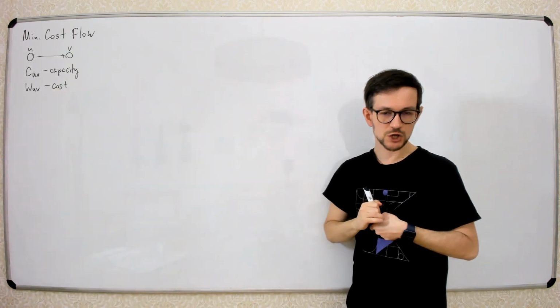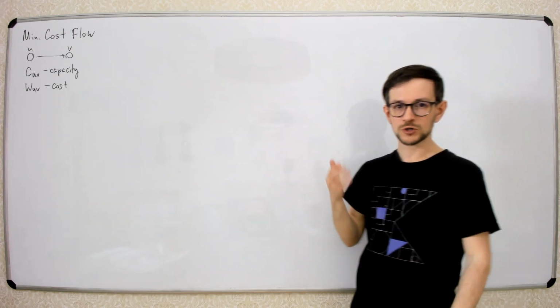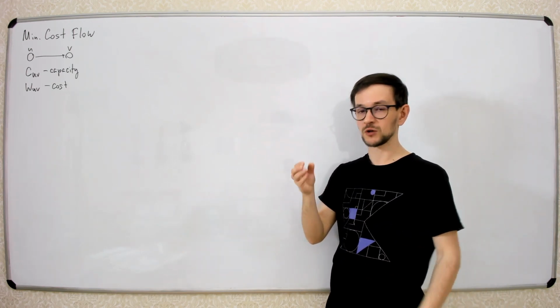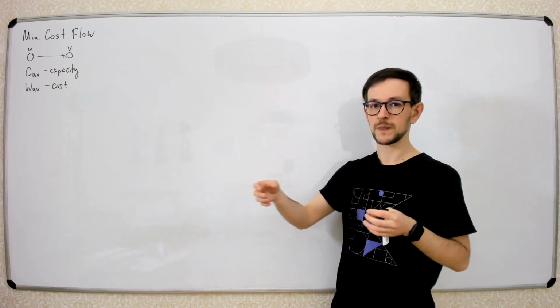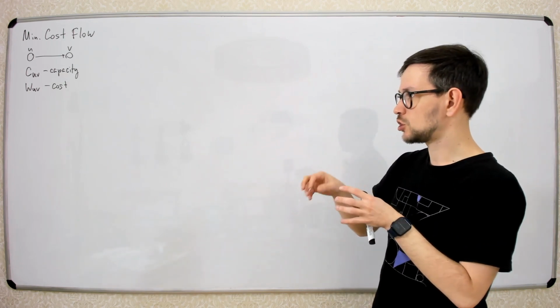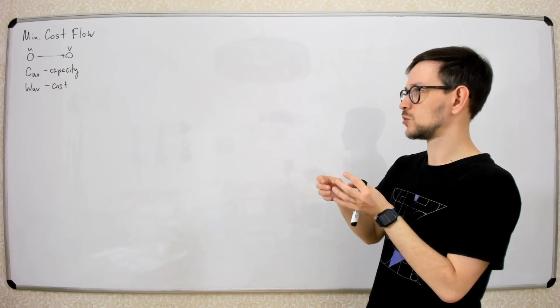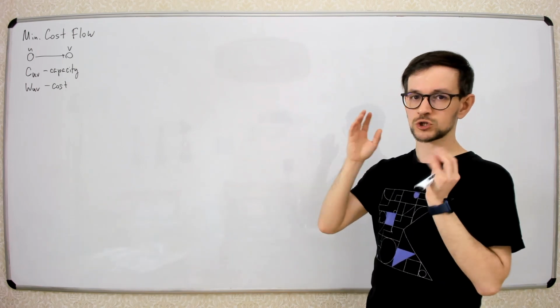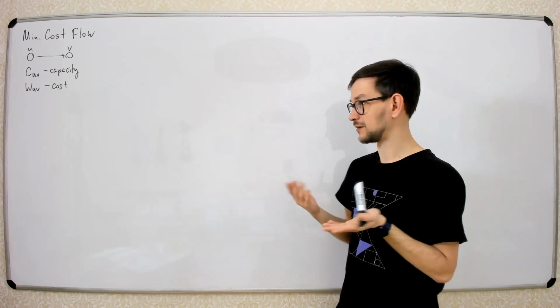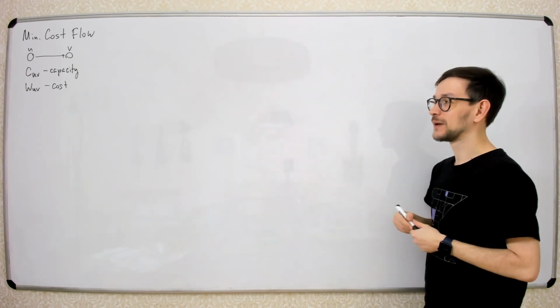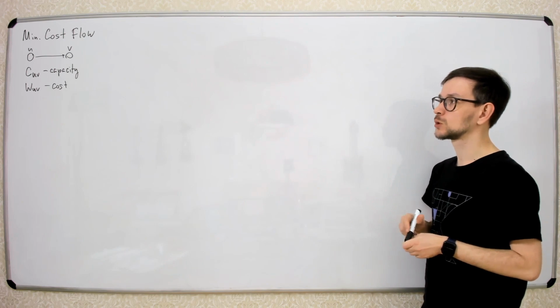So what does it mean that each edge has a cost? Cost is basically the amount of money you need to pay to push one unit of liquid from here to here. So each unit of liquid which is flowing through this edge costs you WUV money.